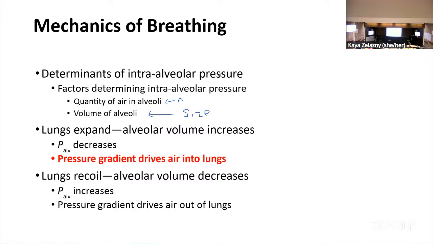Okay. So big lung drops down our pressure, negative number, pulls air in. As our lungs recoil, get smaller, compress, we're pushing the air out. So once you think about this with your body for a little bit, hopefully this will be pretty intuitive, because you can kind of feel these pressures when you breathe as well.